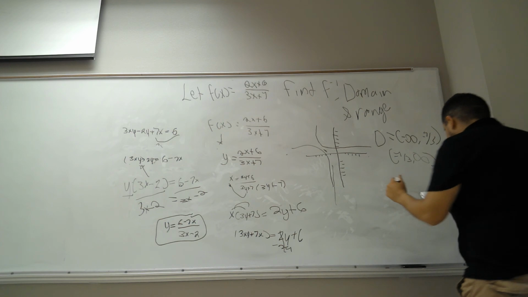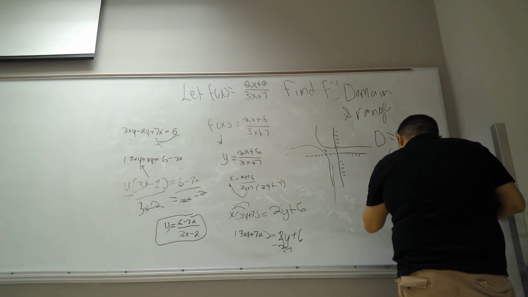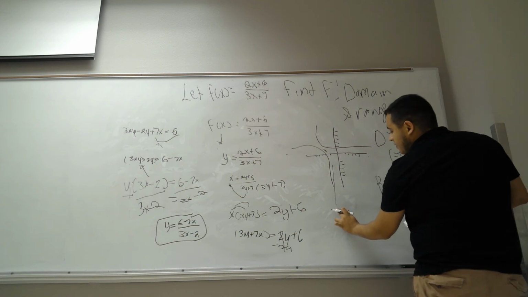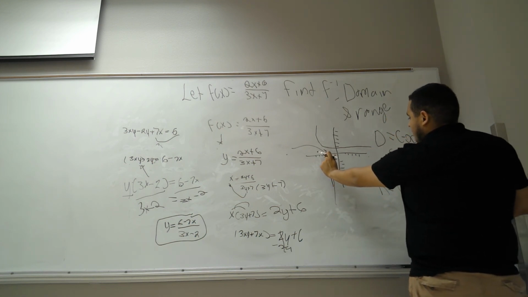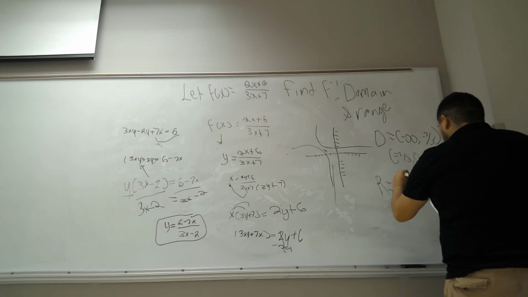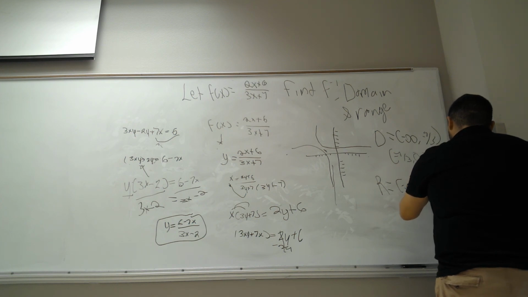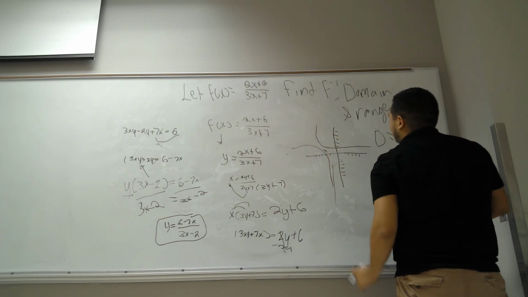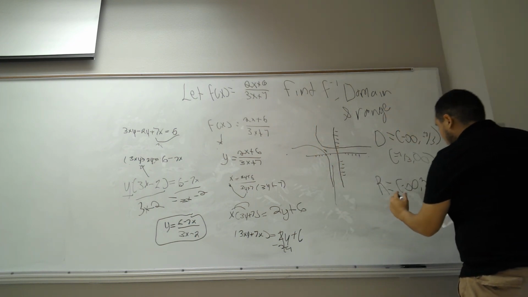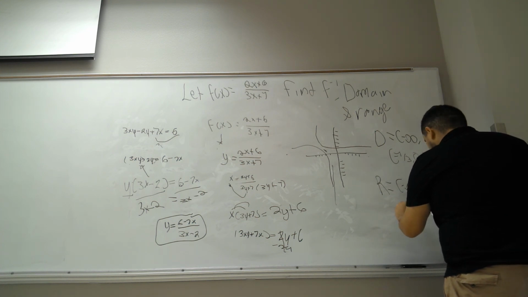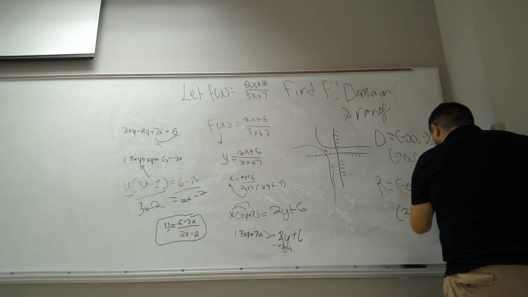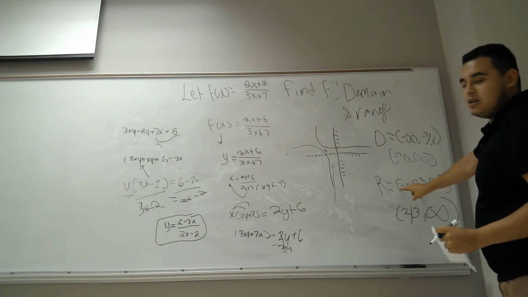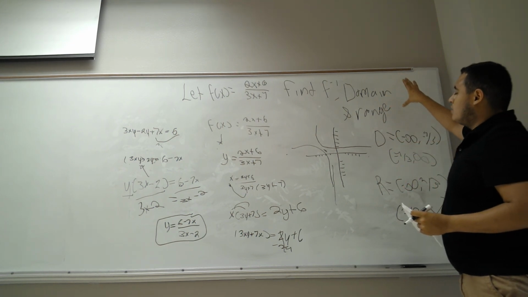The range would be coming from the negatives. As you can see, it's going to stop at 2 over 3. So it's going to be negative infinity to the point 2 over 3. But it doesn't stop there. As you can see, it continues to go up on the y-axis, and the range is going to proceed from 2 over 3 to positive infinity. And right there, guys, you have the range and the domain, which was one of the main parts of this question.